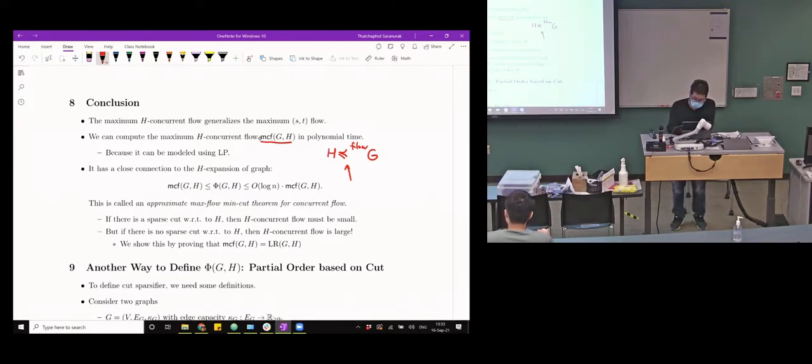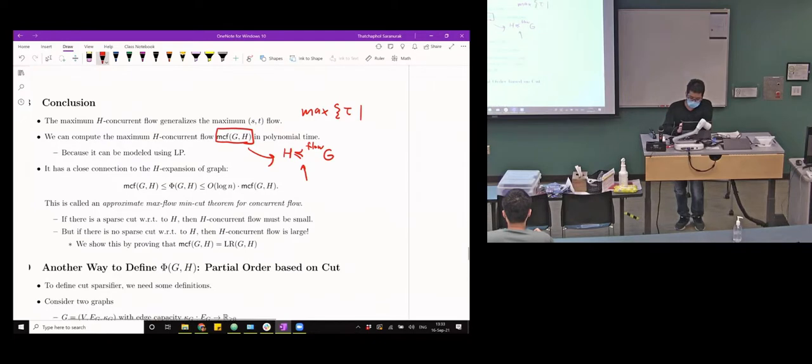And how can you write it in terms of this order? The maximum tau such that tau times H is still available. Right, max tau such that after you scale H by tau, you can still embed it into G. You ask for the maximum scale where you can embed it into G. Okay, so that is just some recap.